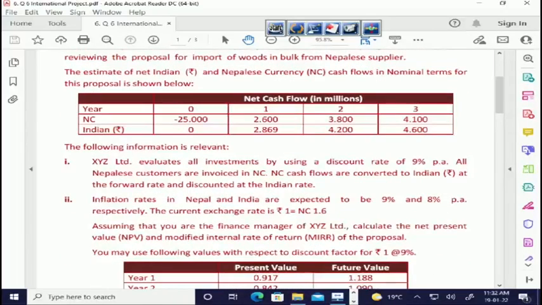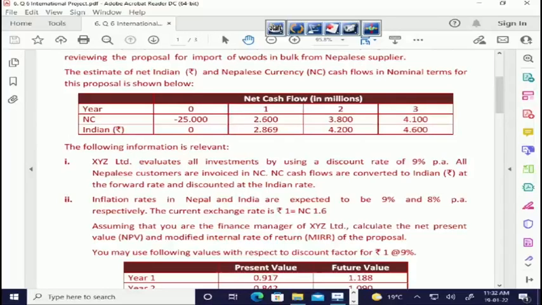Now they are saying that XYZ evaluates all investments using a discount rate of 9% per annum. All Nepalese customers are invoiced in Nepalese currency. Nepalese cash flows are to be converted into Indian rupee at the forward rate and discounted at the Indian rate. So we have to convert NC into Indian rupee. We need the forward rates F1, F2, F3. Inflation rates in Nepal and India are expected to be 9% and 8%. The current exchange rate is 1 rupee equal to 1.6 Nepalese currency. So you can easily find the forward rate now: 1.6 into 1.09 by 1.08.